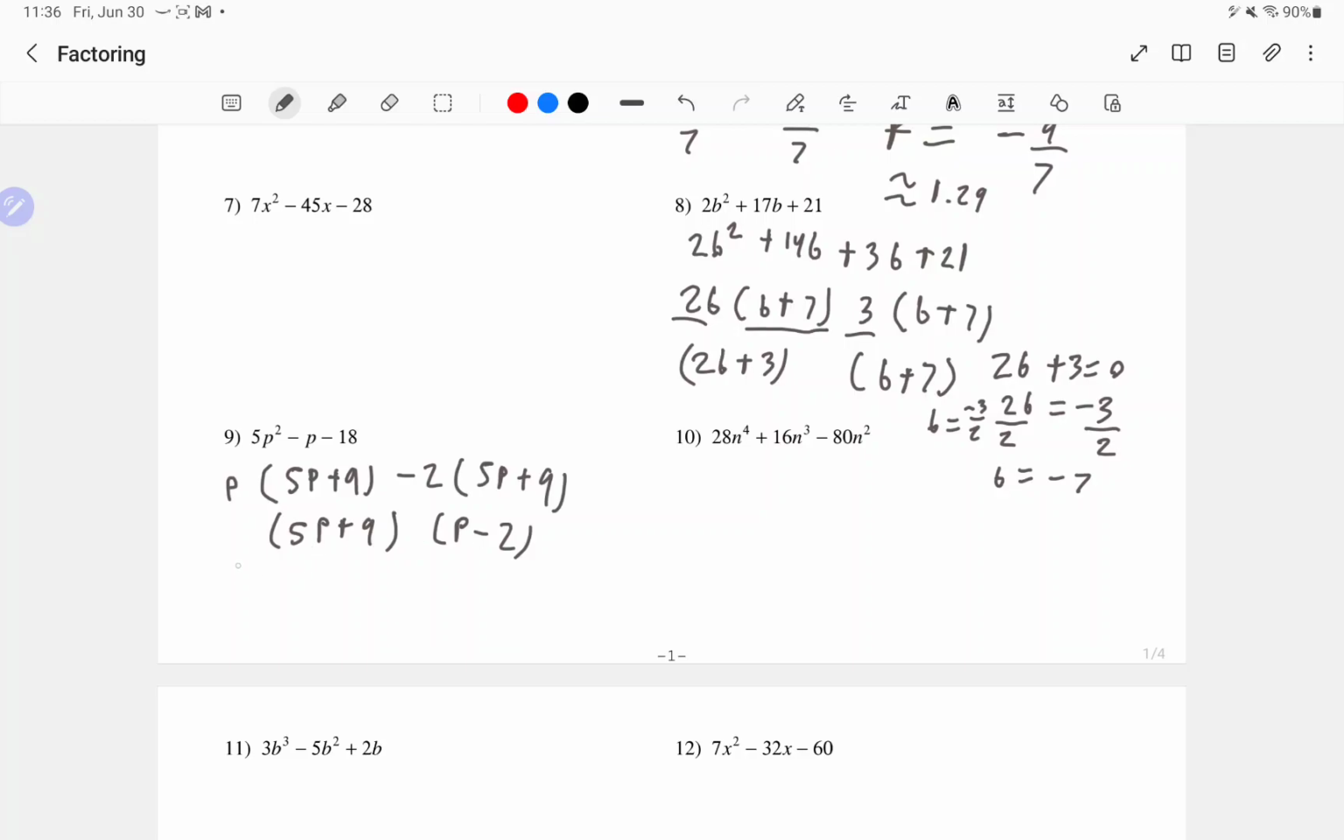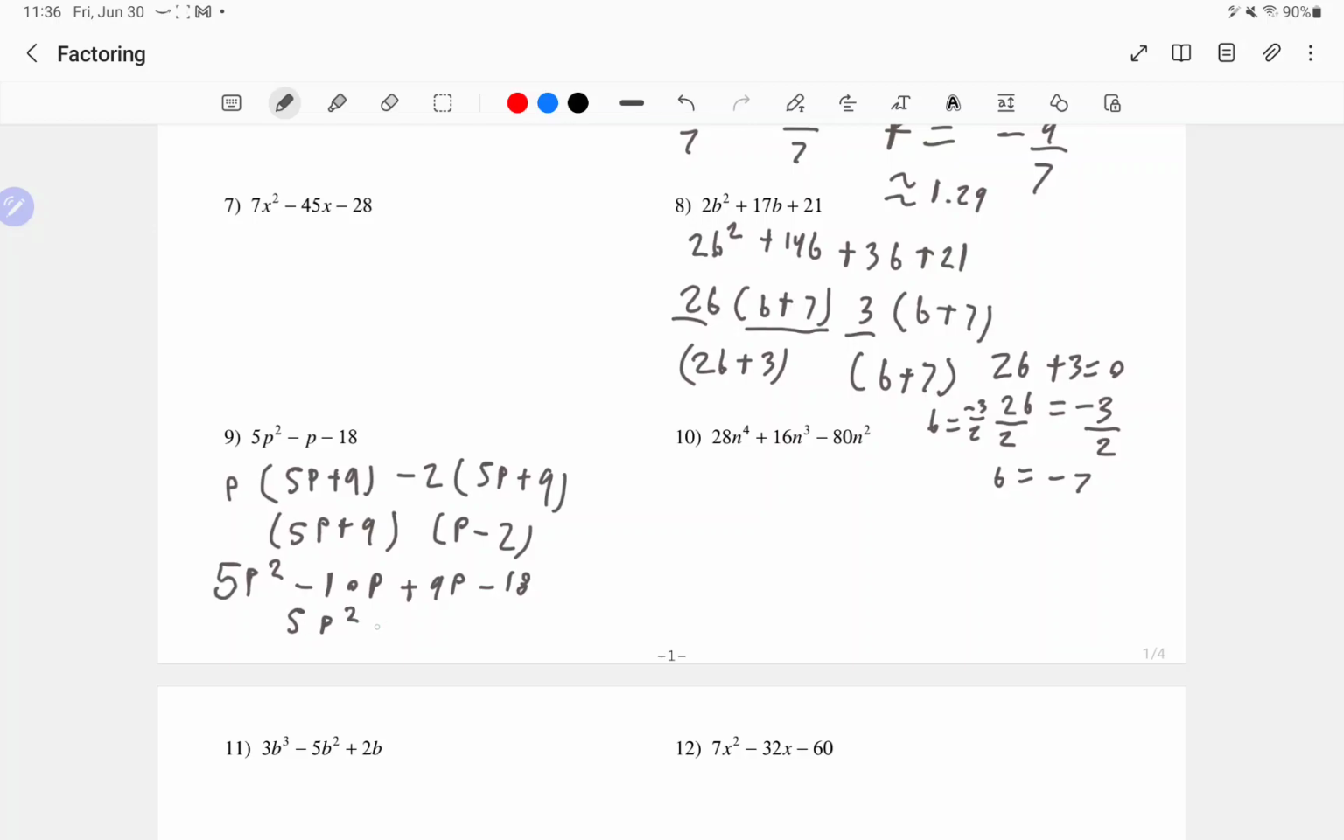5p times p is 5p squared, right? And now 5p times negative 2 is negative 10p. And then you have 9, and 9 times p is just 9p. And then 9 times negative 2, which is negative 18. Right? Now you just have to subtract them. So you essentially have the same thing that you started out with.